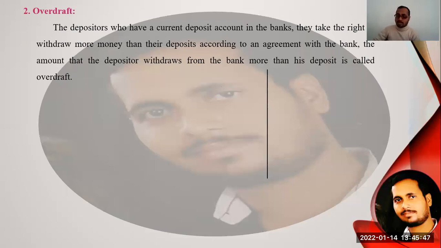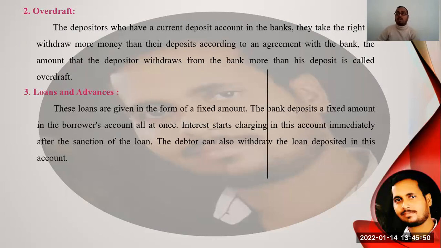Now, students, the third kind of loans account is the loans and advance account. These loans are given in the form of a fixed amount. The bank deposits a fixed amount in the borrower's account all at once. Interest starts being charged in his account immediately after the sanction of the loan. The debtors can also withdraw the loan deposited in this account. This is the basics of the loans and advance account.